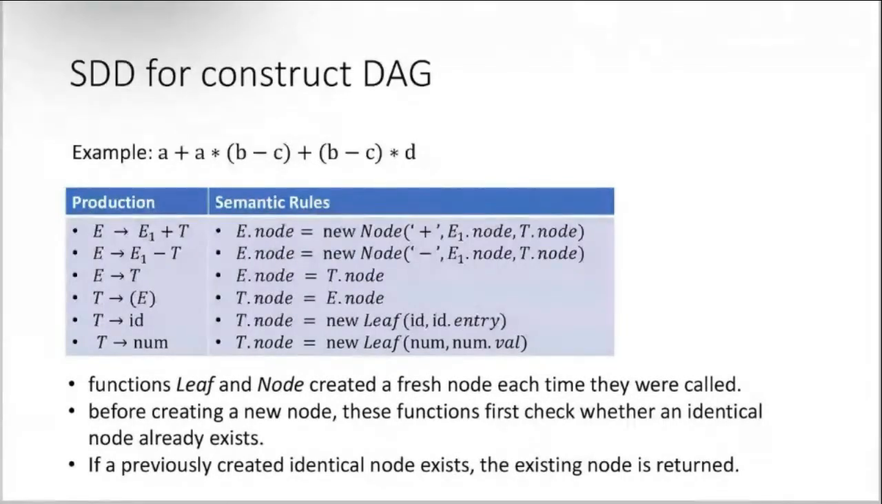So here, based on the same example, if we have an expression like this, (A plus A) multiplication (B minus C plus B minus C) multiplication D, we have the grammar production rules and the semantic rules here.